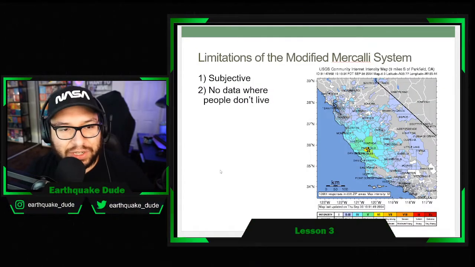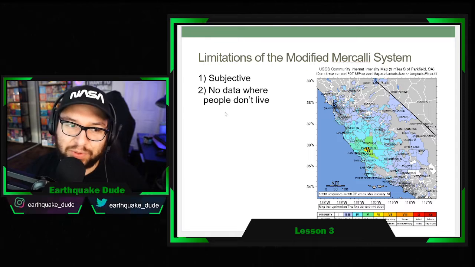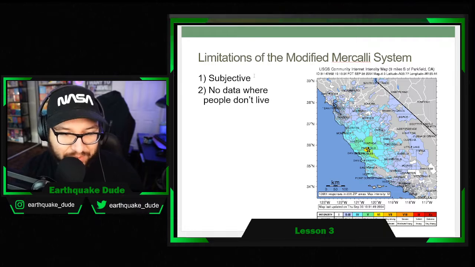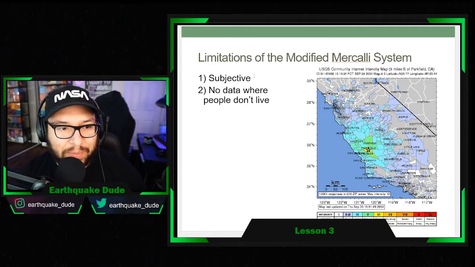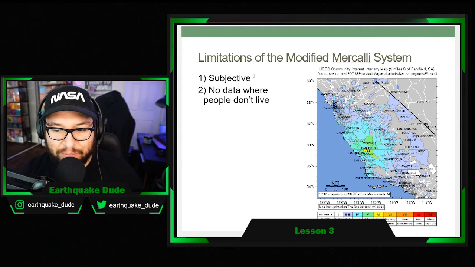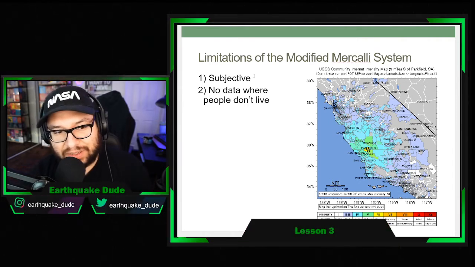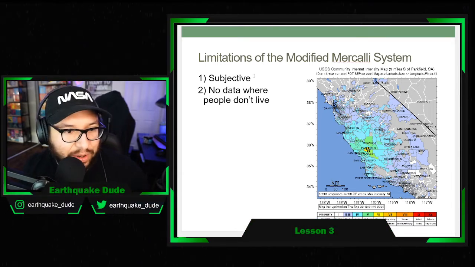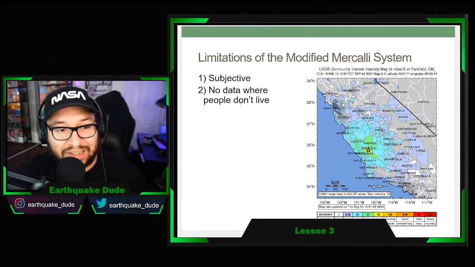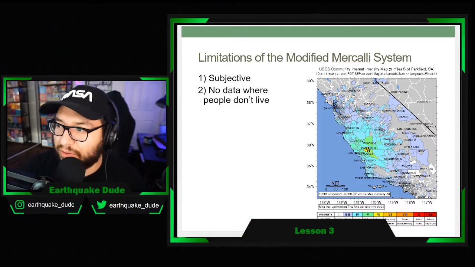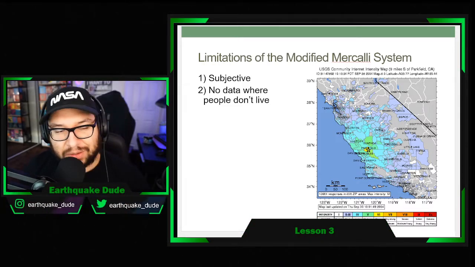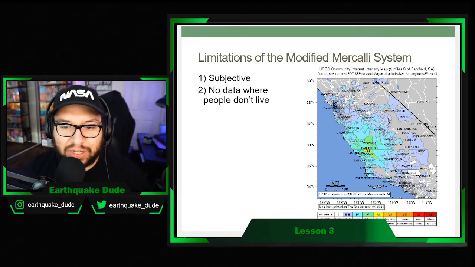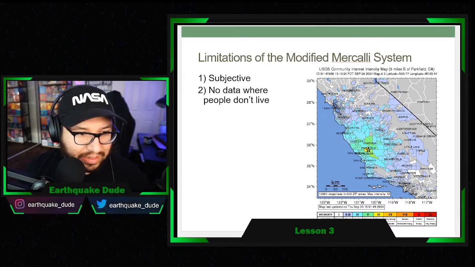So the only limitations with the Modified Mercalli system is that, one, it's super subjective, which means people are going to have different experiences and they're going to describe their experience much, much differently, even though they might be near the same place. People just are going to describe things differently. And the other problem is that there's no data where people don't live. So in the more rural places, like in the desert and mountainous areas, there might not be people living there who can accurately fill out that survey.